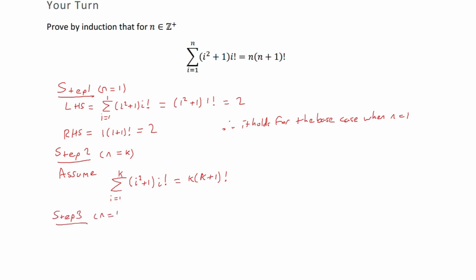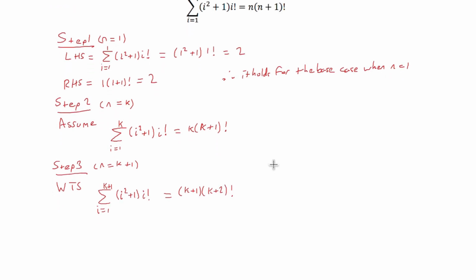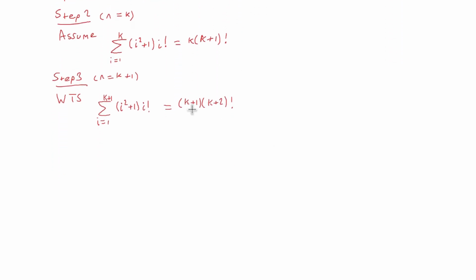Step 3, when n is equal to k plus 1, our inductive step. What we want to show is that the sum from i equals 1 to k plus 1 of (i squared plus 1) times i factorial is equal to (k plus 1) times (k plus 2) factorial. So that's what we want to show, and we're going to do this now, starting with the left-hand side.